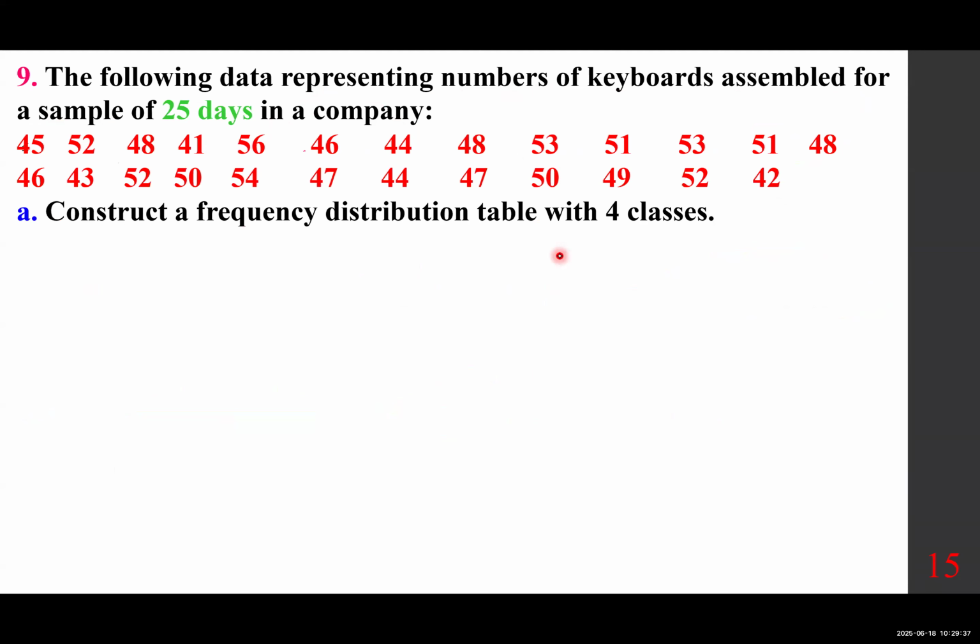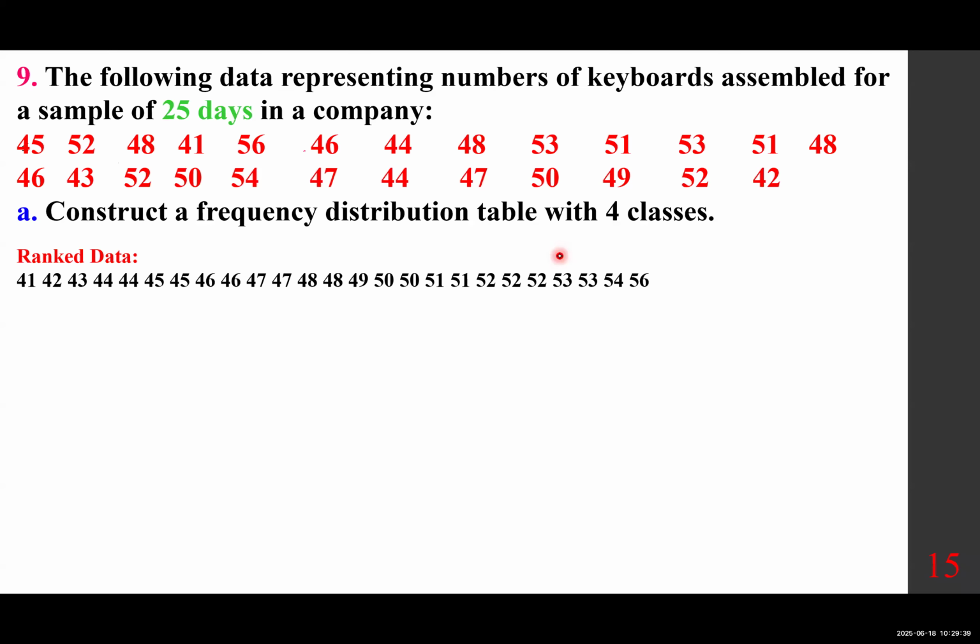First of all, let's rank the data. It makes life easier. Then if you are going to set up so many, they tell you how many classes. If you're on your own, you make a decision. You don't want to go with too many. So what you need to calculate is the width. The width is the range divided by the number of classes.